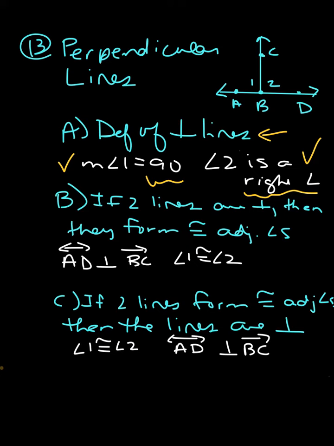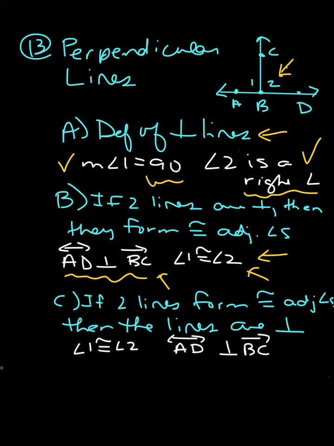In letter B, this theorem says if two lines are perpendicular, then they form congruent adjacent angles. An example is if I tell you that line AD is perpendicular to ray BC, you can then conclude that those angles, angle 1 and angle 2, are congruent. Again, the important thing is that the hypothesis is that the lines are perpendicular, and the conclusion is that the angles are congruent. They're also adjacent, as we can see from the diagram.